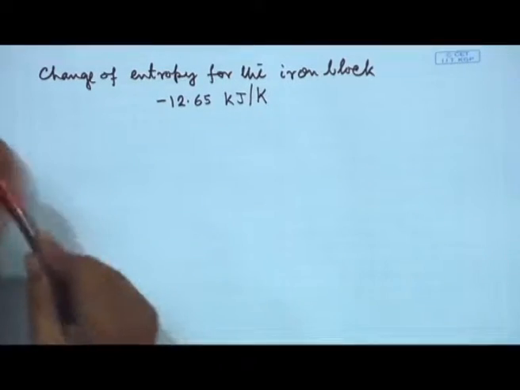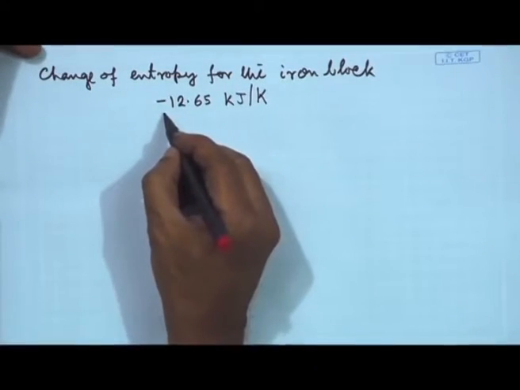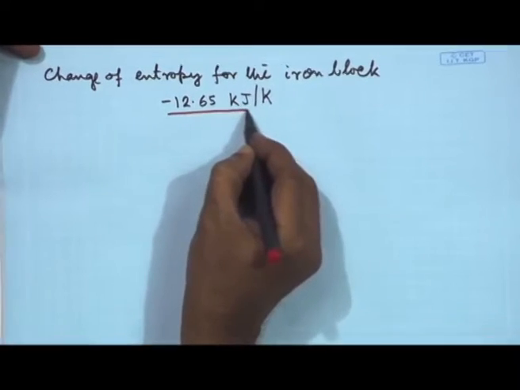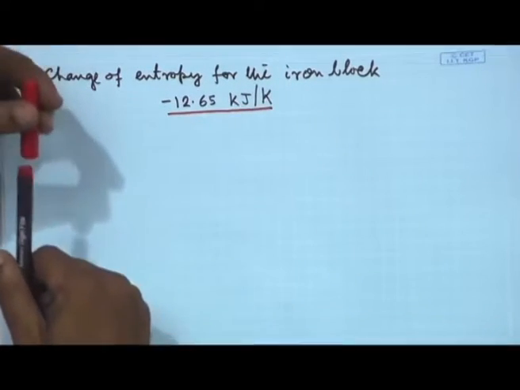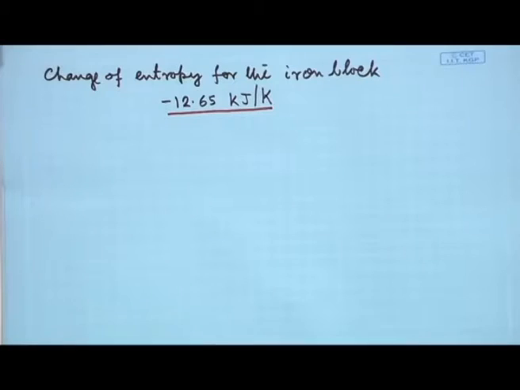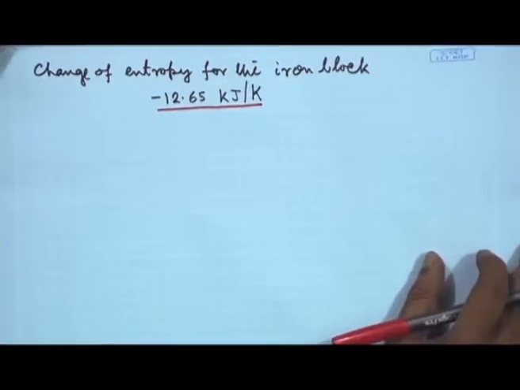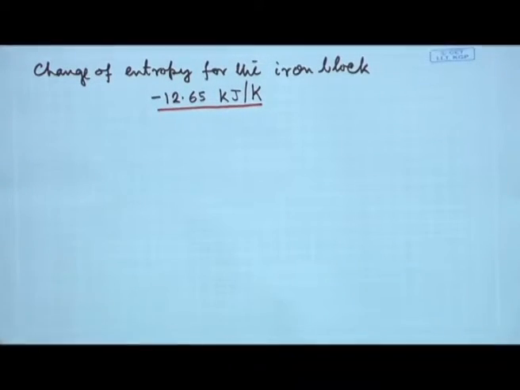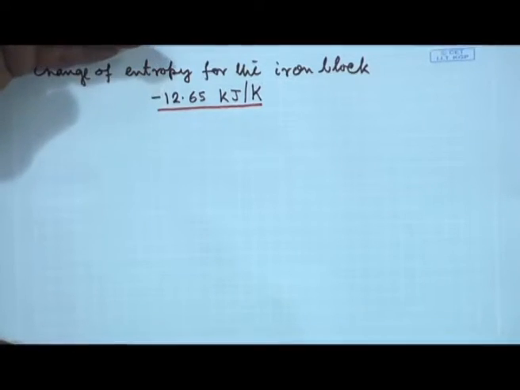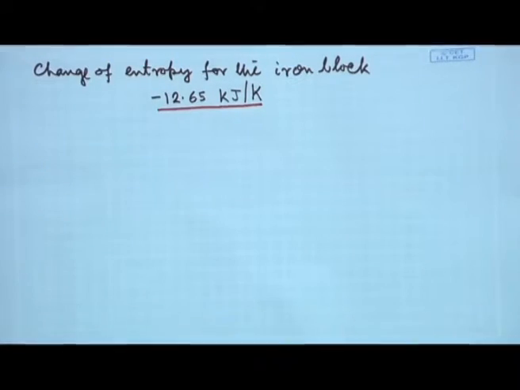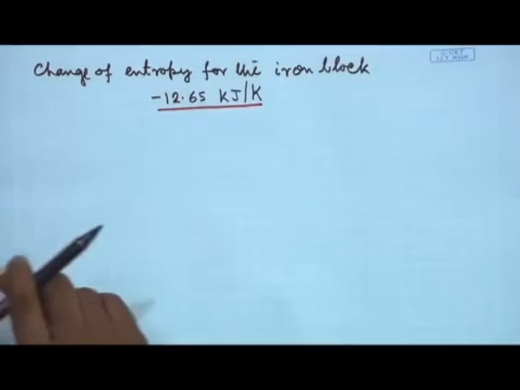Why is it negative? Because heat has transferred from the iron block to the water in the tank, and I have told you the direction of heat flow is also indicative of the direction of entropy flow or entropy transfer. So, if there is heat loss from the iron block, there is also decrease of entropy for the iron block.